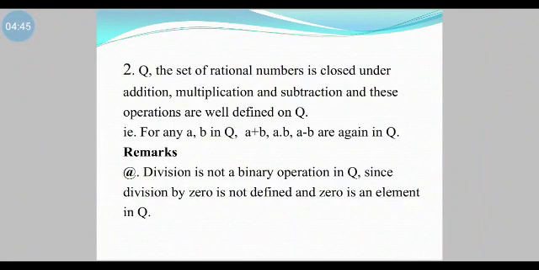The second example is Q, the set of all rational numbers, which is closed under addition, multiplication and subtraction, and these operations are well defined on Q. That is, if we consider any two elements a, b in Q, a plus b is again in Q, a into b is again in Q, and a minus b is again in Q. But what about division? Division is not a binary operation in Q. What is the reason? 0 is also an element in Q, and division by 0 is not defined in Q.